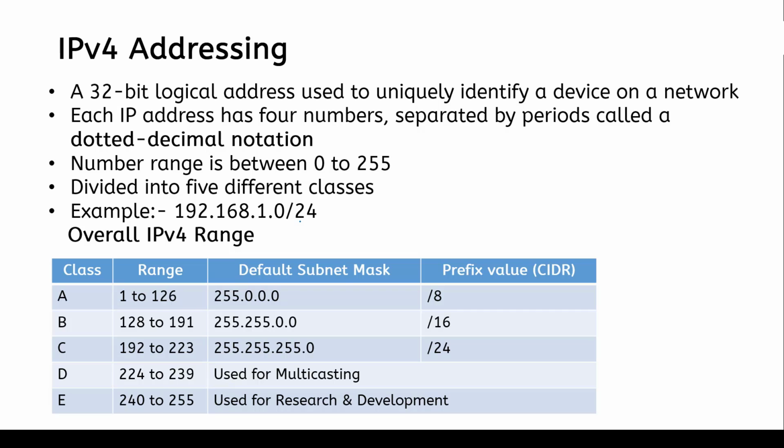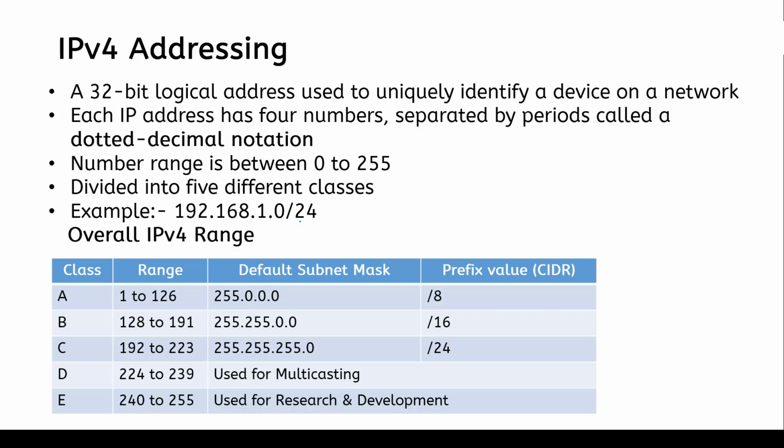The range of class B address is 128 to 191. The default subnet mask is 255.255.0.0. The prefix value is /16. Likewise, the class C range is from 192 to 223. The default subnet mask is 255.255.255.0. The prefix value is /24.